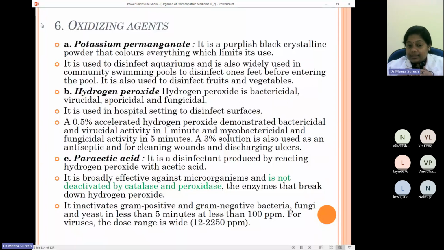Peracetic acid is a disinfectant produced by reacting hydrogen peroxide with acetic acid. It is broadly effective against microorganisms and is not deactivated by catalase and peroxidase, the enzymes that break down hydrogen peroxide. It inactivates gram-positive and gram-negative bacteria, fungi, and yeast in less than 5 minutes at less than 100 parts per million. For viruses, the amount ranges from 12 to 2250 parts per million. So that much quantity of peracetic acid is required in case it has to act against the viruses.